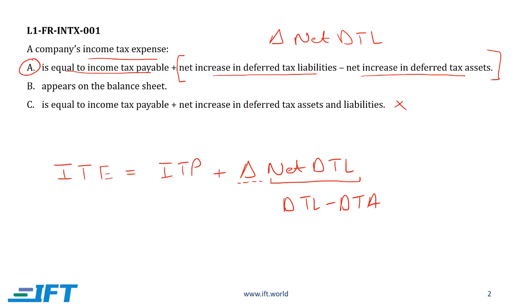Why? Because net increase in deferred tax assets and liability. Actually, we are reducing what? Deferred tax assets. It is not increase in deferred tax asset. It is change in net deferred tax liability. When we talk about net deferred tax liability, we reduce what? Increase in deferred tax assets.